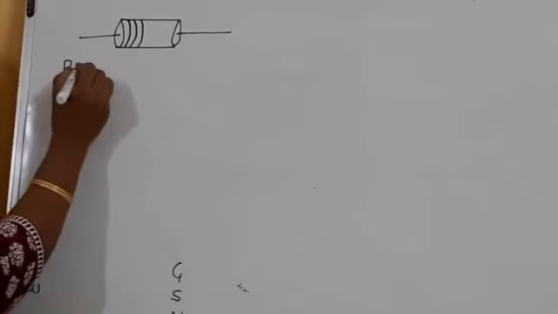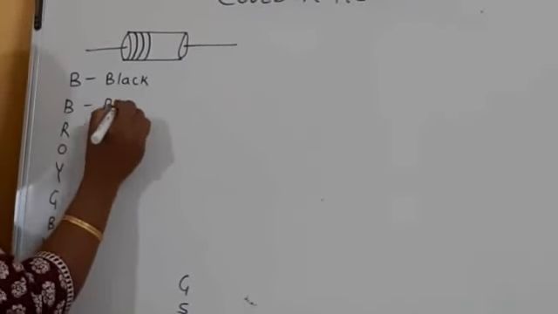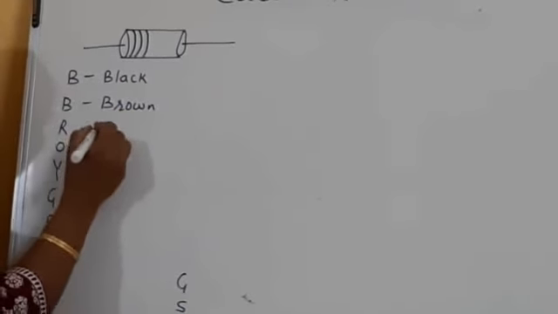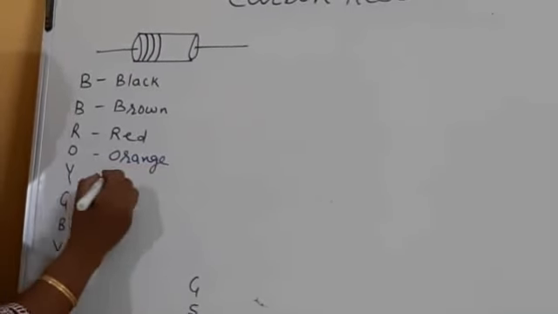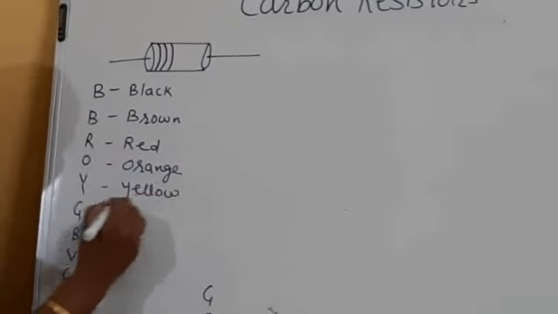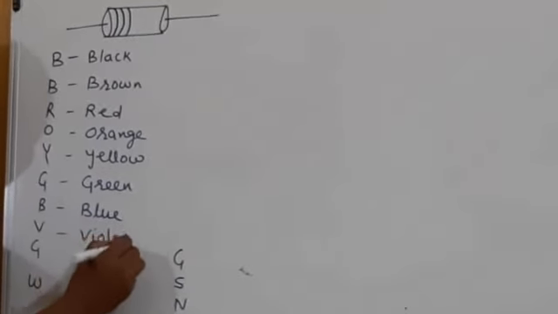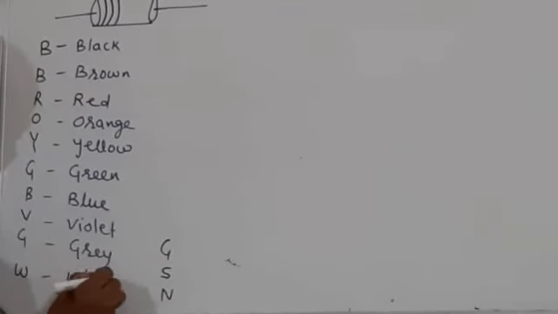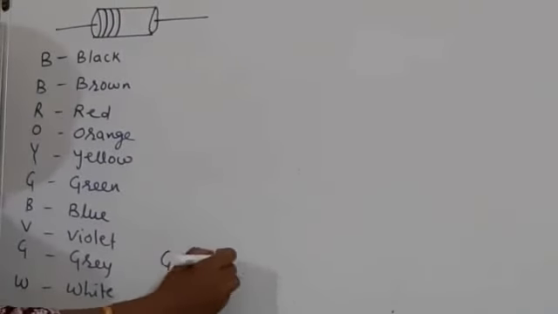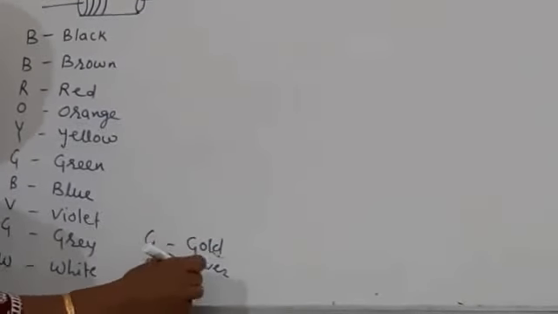Now B stands for black. Then second is brown. Then R is for red. Then it is orange. Then yellow. Then this is green. Then this is blue. V is for violet. G is for grey. And lastly it is white. This G is for gold. Then it is silver. And then no ring.